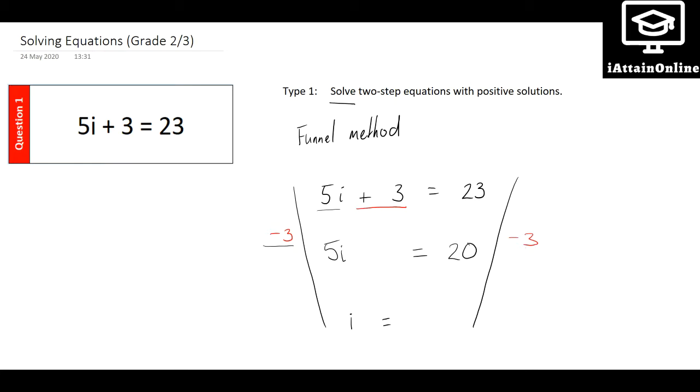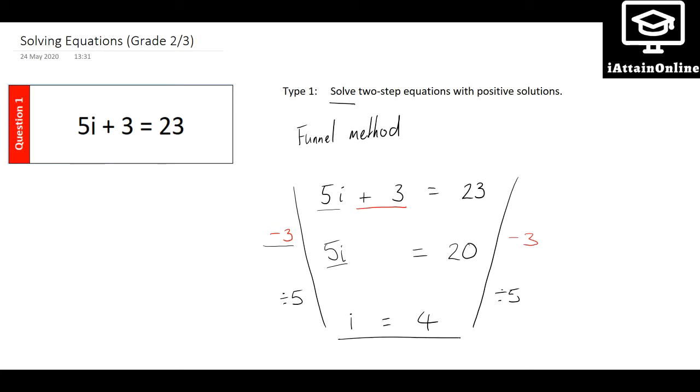That gives me 20. Now the next thing I'm going to do is this means 5 lots of i, or 5 times i, which is the same as i times 5. So I want to divide by the number in front of the letter. We call that the coefficient. So I'm going to divide by 5. Whatever I do to one side I have to do to the other. So 5i divided by 5 gives me 1 lot of i, but again I don't need to write the 1. 20 divided by 5 gives you 4.